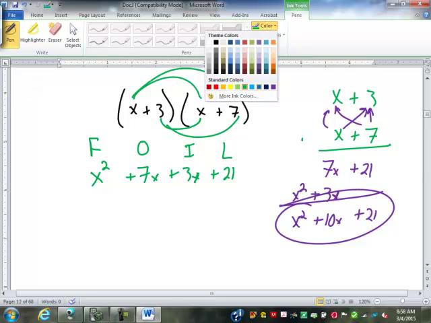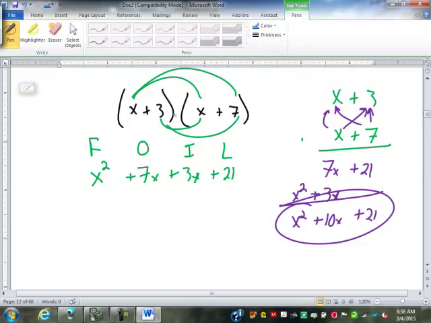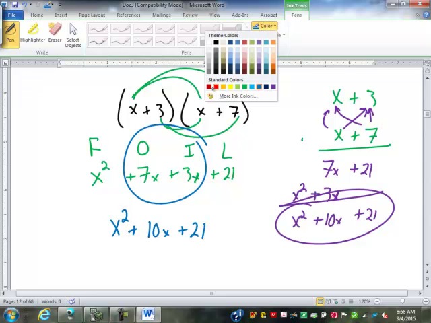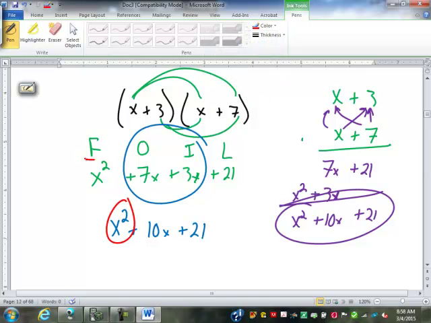But you're not done yet. What do we have to do? We have to combine the 7x and the 3x. So when we look at this, the x squared comes from the first. The 21 comes from the lasts. The 10x is a combination of the outside and the inside.